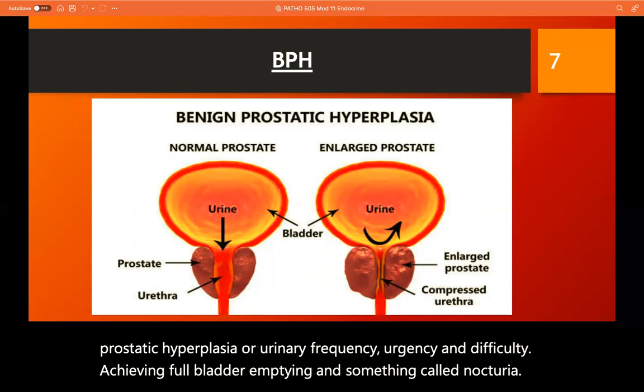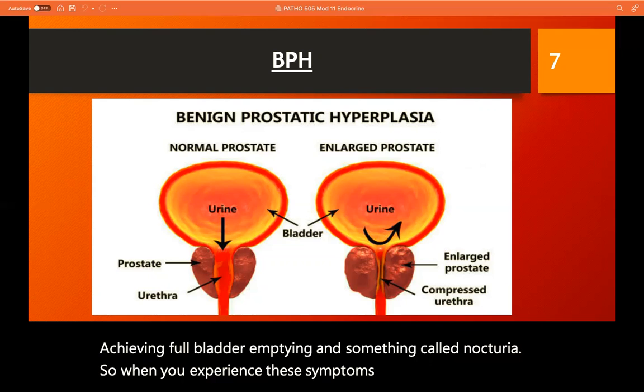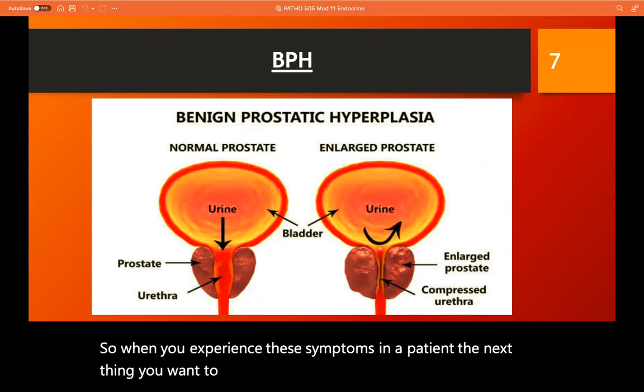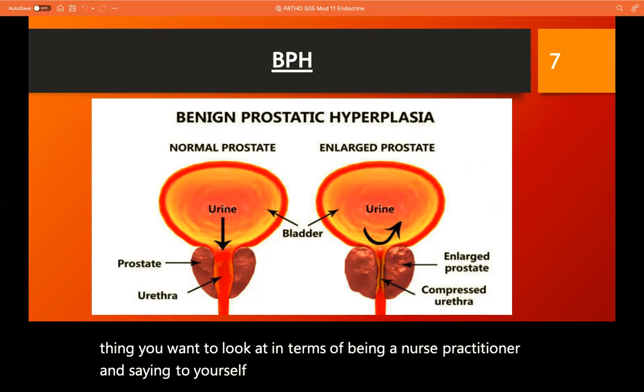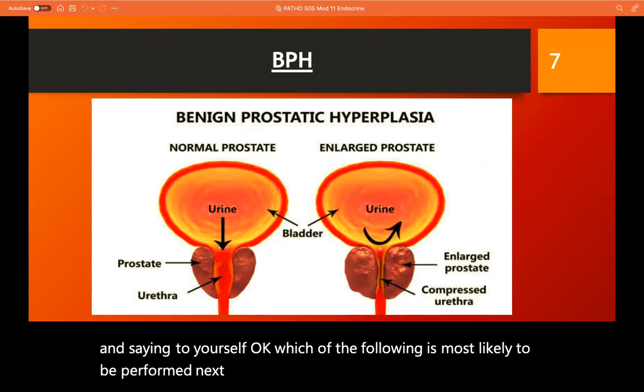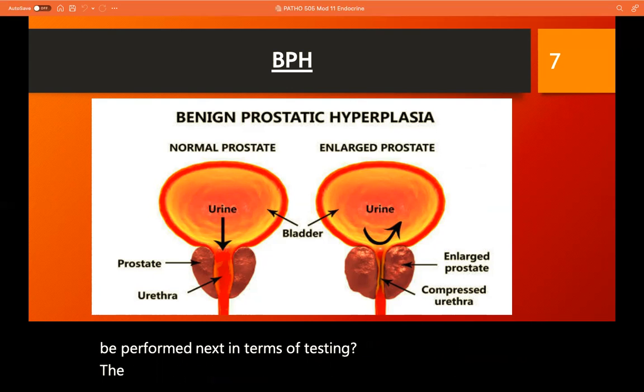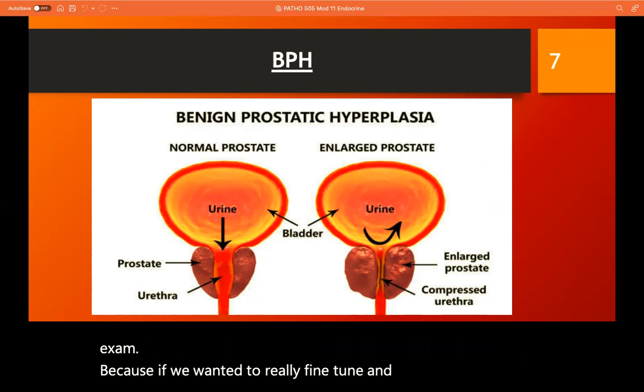When you experience these symptoms in a patient, the next thing you want to look at as a nurse practitioner, saying to yourself, which of the following is most likely to be performed next in terms of testing? The next test that we would want to perform is a digital rectal exam. Because if we wanted to really fine tune and diagnose BPH, we need a digital rectal exam to do that.